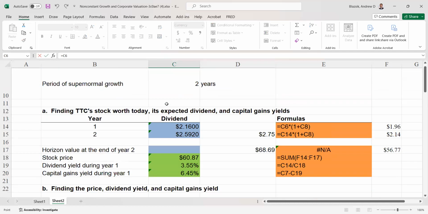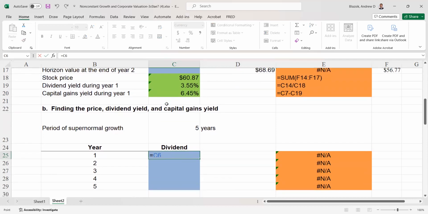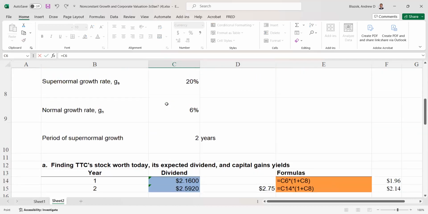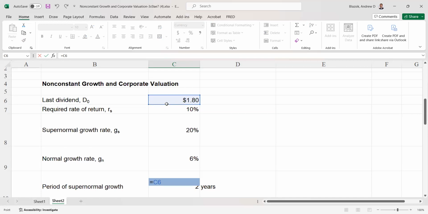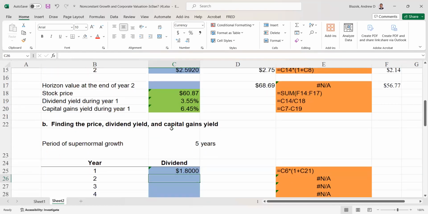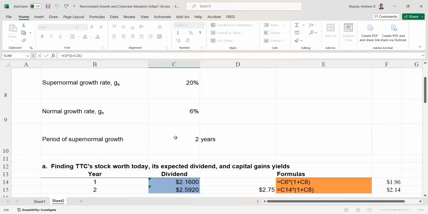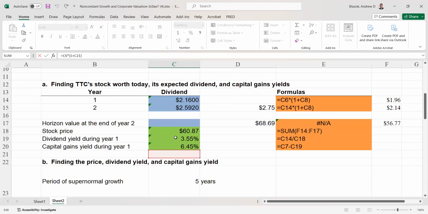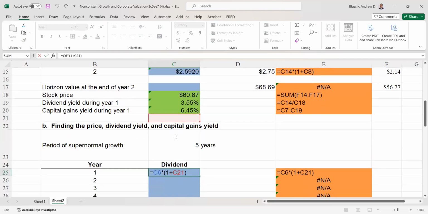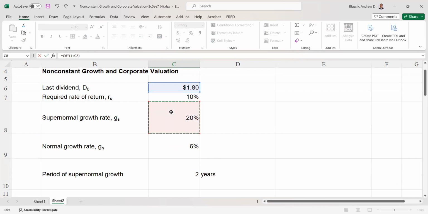And what I want to do is make this go pretty quick. A couple ways now. Okay, let's just do it this way. So we'll take that dividend and we'll multiply it times 1 plus the supernormal growth. So that's the dividend in the, oh, what did I do wrong here? I have the wrong cell selected. I want that supernormal growth right there.